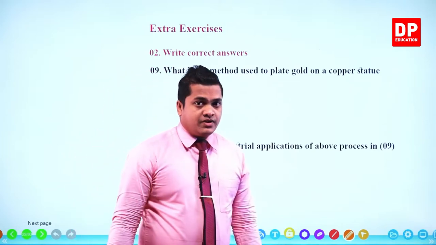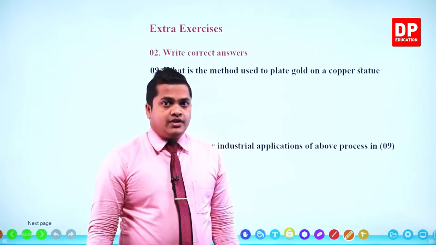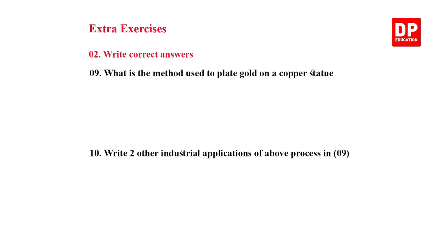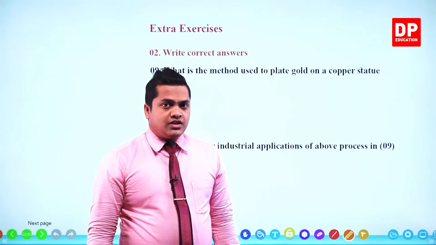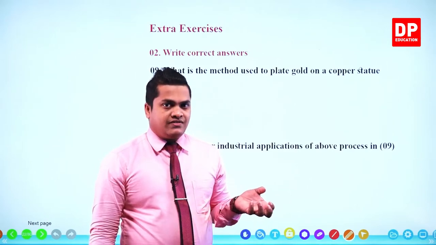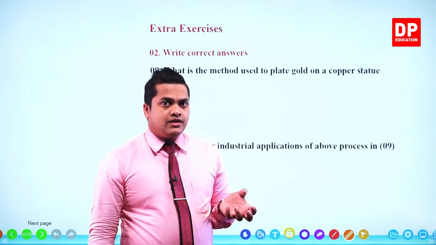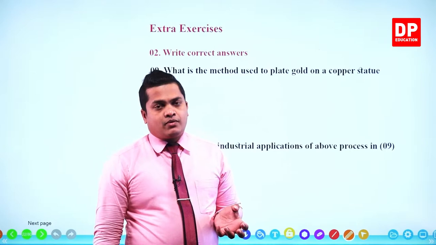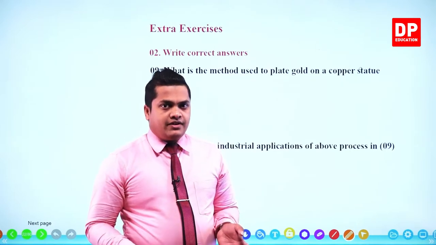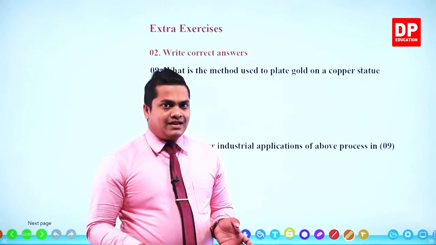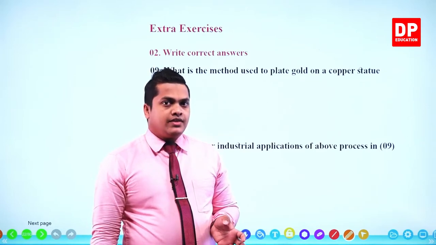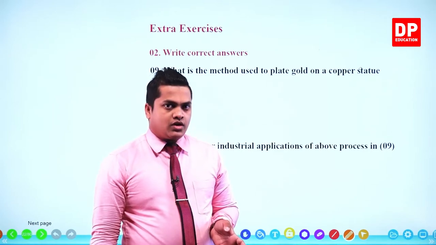Now, if you are given a copper statue in order to plate gold, you know that we follow the method called electroplating. We use the statue as the negative terminal or the negative end, and we use the gold as the positive terminal. Then we dip it in a solution of gold sulfate or gold chloride. Then after that, we provide electricity. In that way, the statue is going to be plated with gold, right? So that's how electroplating works.